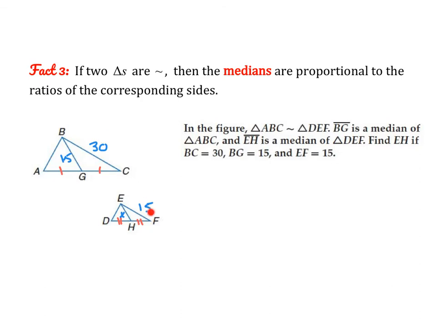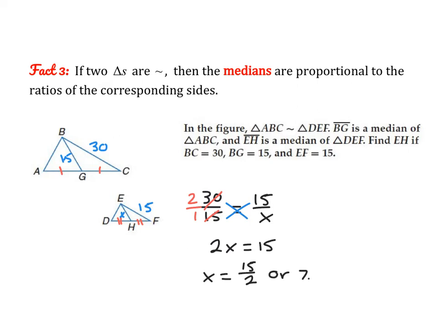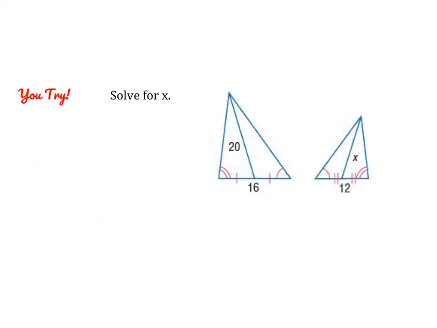So let's set up a ratio of our corresponding sides, 30 to 15, and then a ratio of our medians, 15 over x. So let's simplify before we cross multiply. So I divided the numerator and denominator by 15, so we get 2x equals 15. X equals 15 over 2, or you could write that as 7.5. Either way is fine.